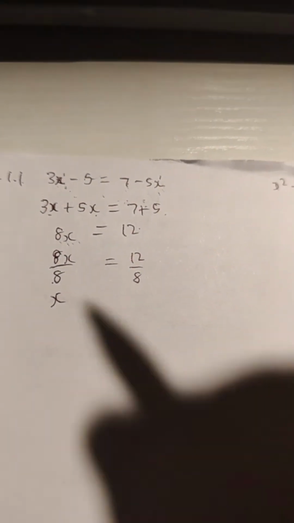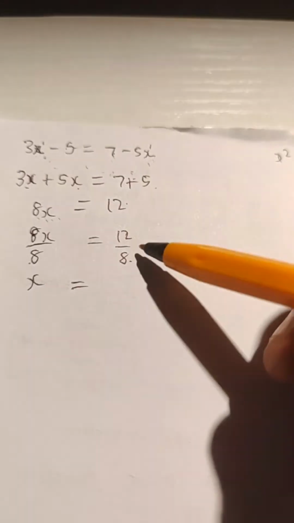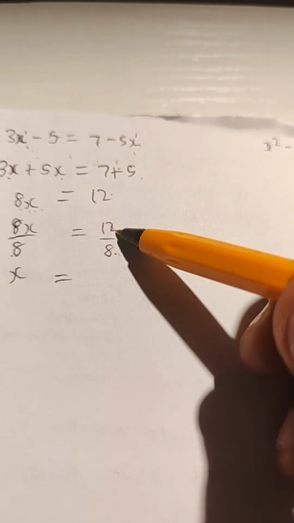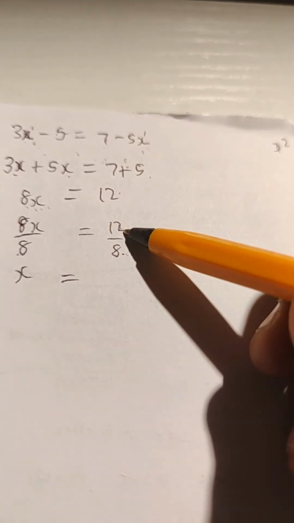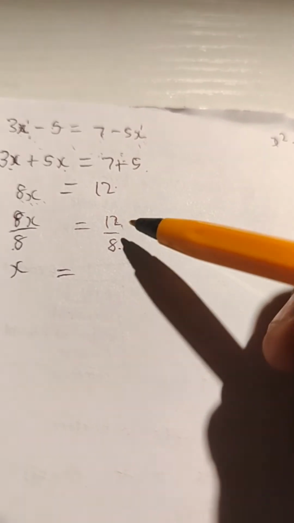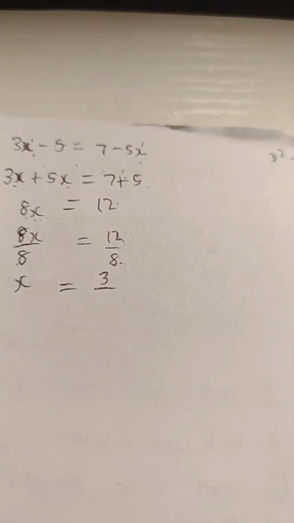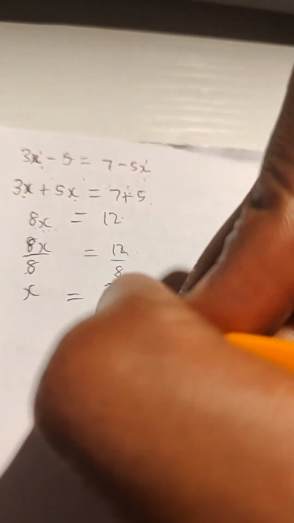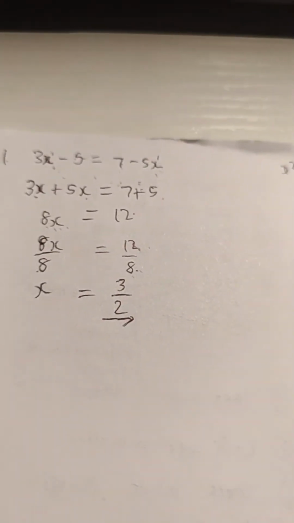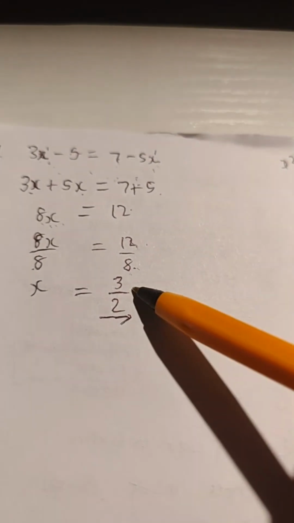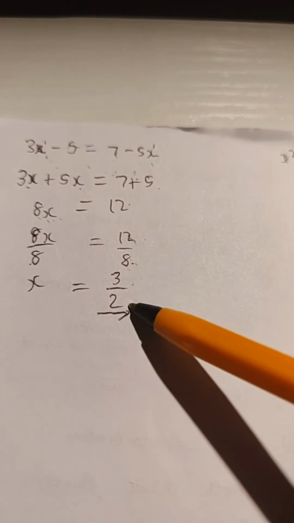Okay. And then on this side, 12 divided by 8. Guys, between 12 and 8, the highest common factor is 4. So 4 goes into 12. 4, 8, 12, 3 times. And then 4 goes into 8, how many times? 2 times. Okay. So at the end of the day, you get an answer of 3/2.